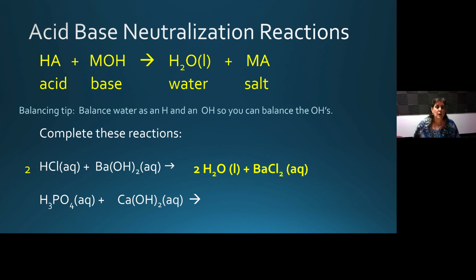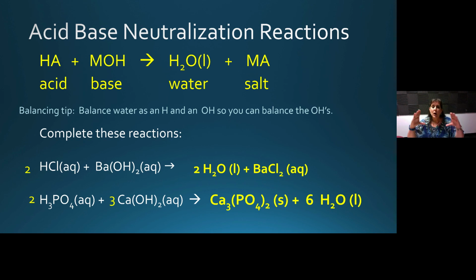All right, so for H3PO4, phosphoric acid, plus Ca(OH)2, calcium hydroxide, we're going to need 2 of the acids with 3 of the bases, and we're going to make calcium phosphate, which is Ca3(PO4)2. It's a solid, according to our solubility rules, and 6 H2Os, 6 waters, which are liquid.